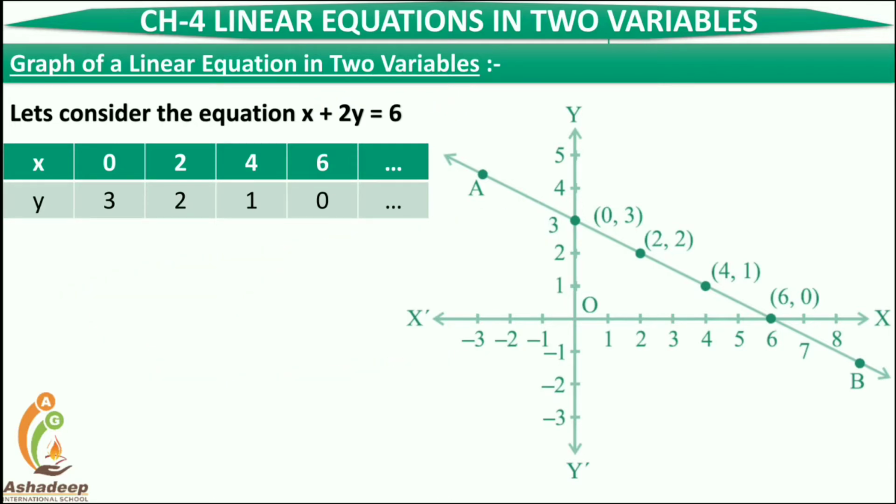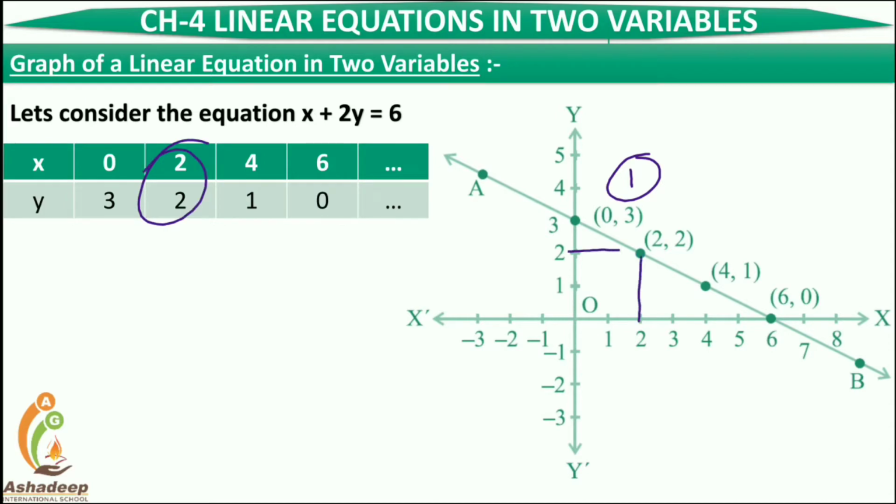In this manner, you can find infinitely many points, because we already saw that a linear equation in two variables has infinitely many solutions. So some of the solutions we are finding over here. Now this point 0, 3, we put it on this graph. So here it is 0, 3. This is the first point. Now the second point is 2, 2.